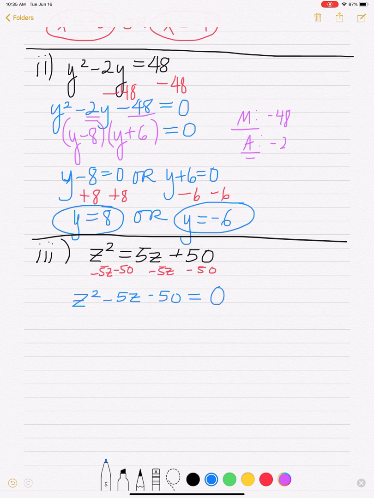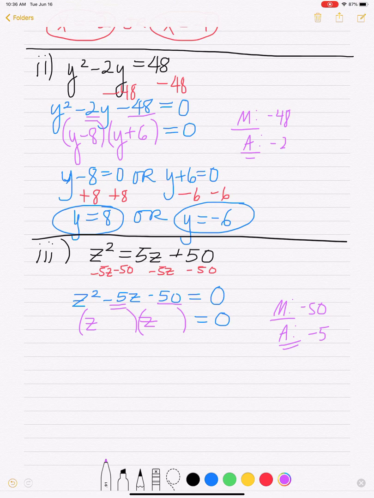All right, so I got this in the standard form. This is the standard form for a quadratic. Now I'm going to factor. Remember, it's all equal to 0. So we're going to do a z in the first parentheses, z in the second parentheses, z times z to get z squared. And now we've got to find two numbers that multiply to give negative 50 and add to give what? Minus 5.